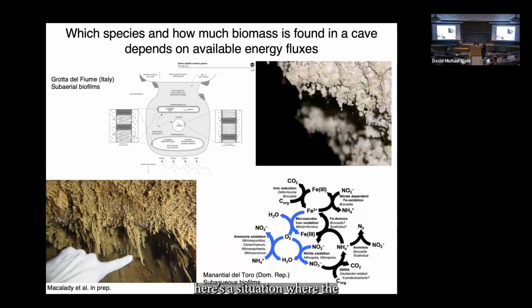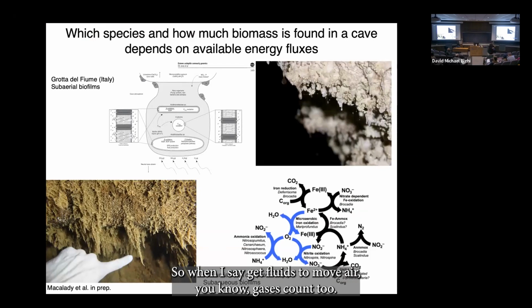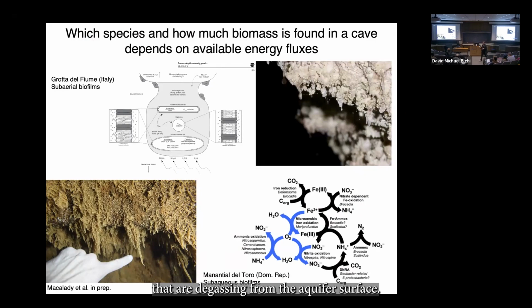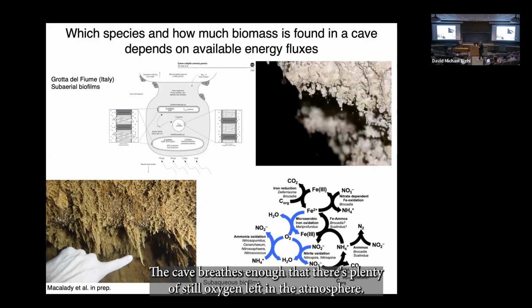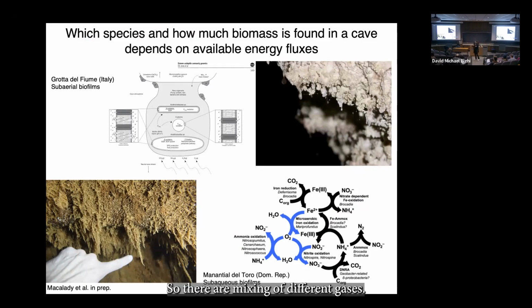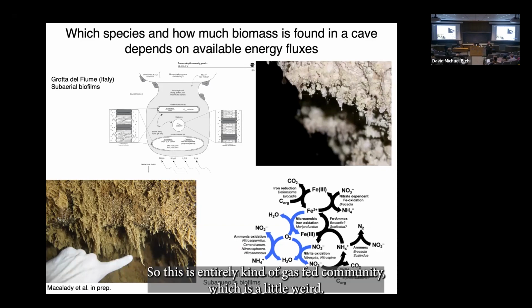Here's a situation where the life is being fueled entirely from the air. So when I say get fluids to move, air, gases count too. So in this case, there are H2S vapors that are degassing from the aquifer surface. And then the cave breathes enough that there's plenty of oxygen left in the atmosphere. So there are mixing of different gases. This is an entirely gas-fed community. It's pH 0. It's getting H2S and O2 and CO2 and ammonium from the air, from the gas phase. So this is an entirely kind of gas-fed community, which is a little weird.